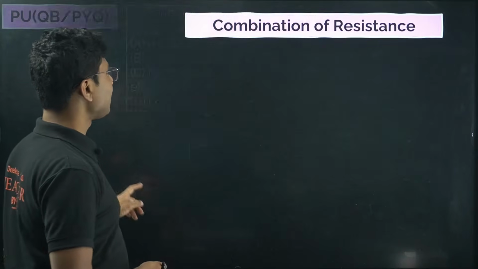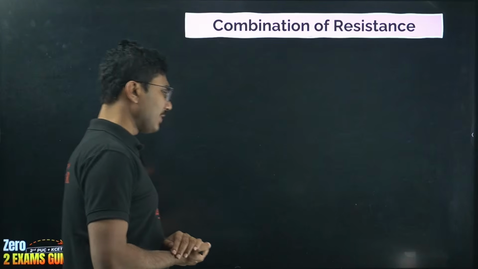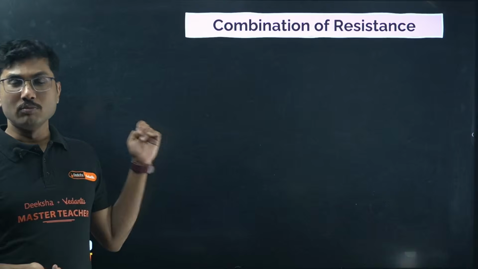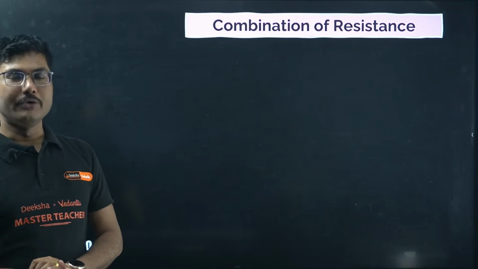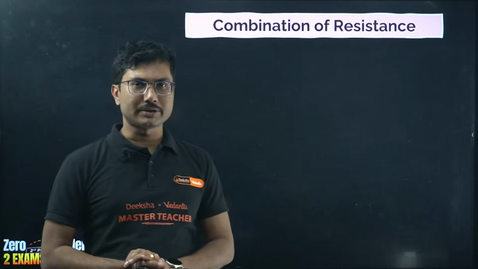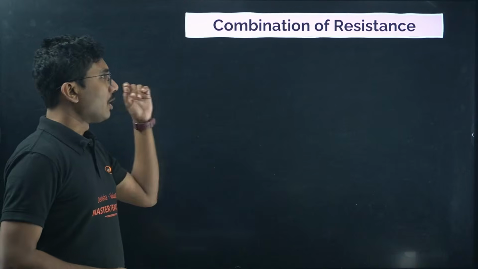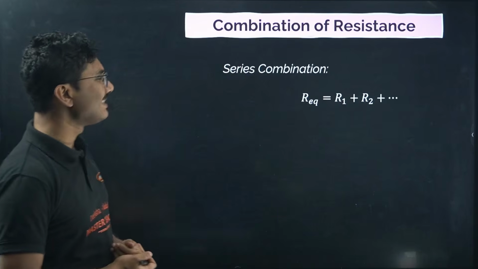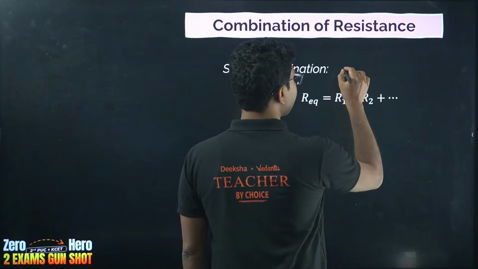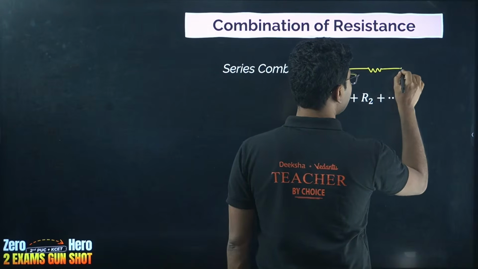Okay, now next part, combination of resistance. In KCET, resistance based questions and Ohm's law based questions are more prominent, and obviously Wheatstone Bridge based and Kirchhoff's law based questions as well. So, combination of resistance. We know there are two combinations of resistance. One is series, obviously, when one resistance is connected after another.